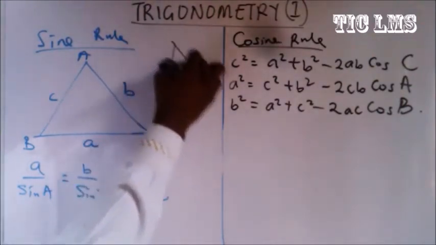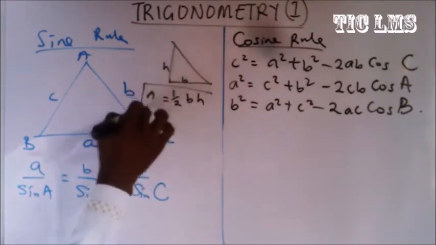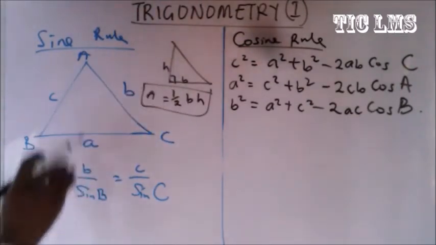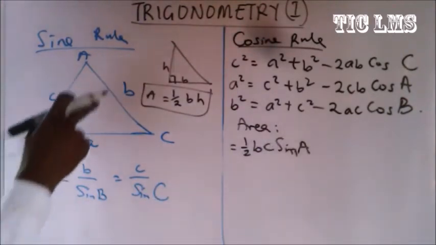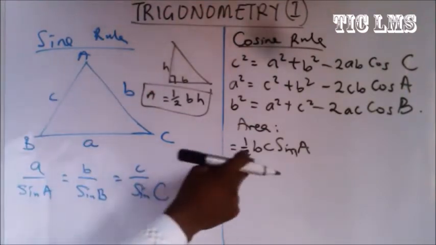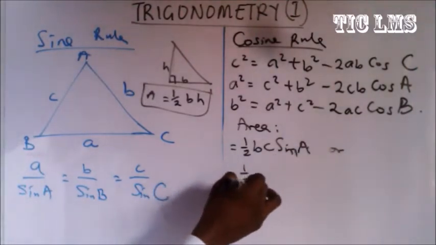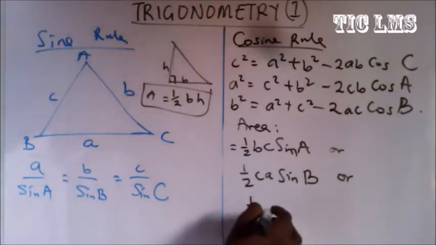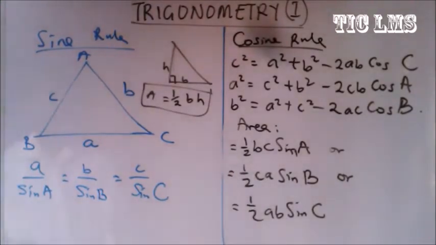We could be told to find the area of a triangle like this. Normally we know that the area of a triangle is half base times height, where this is base and this is height. But when we have a case such as this, where this is a right angle, but this is not a right angle triangle, we could easily find the area of the triangle by saying half bc sine A, that is, if we are given b and c, we can use half bc sine angle at A, or half ca sine angle at B, or half ab sine angle at C. So these are the different ways we can find the area of this triangle.